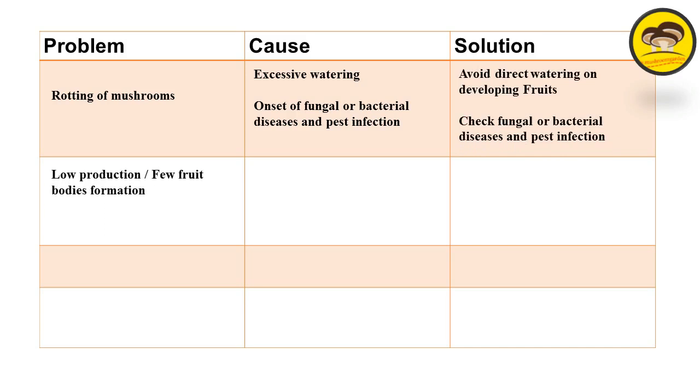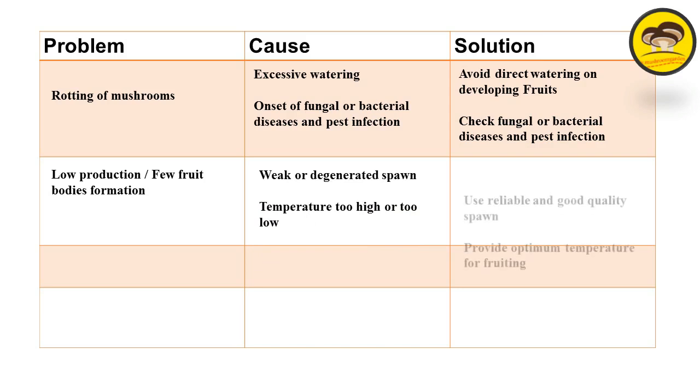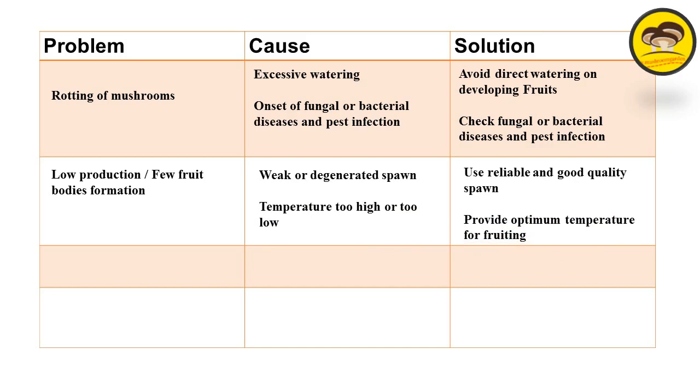Low production, few fruit bodies formation: weak or degenerated spawn, temperature too high or too low. Use reliable and good quality spawn. Provide optimum temperature for fruiting.